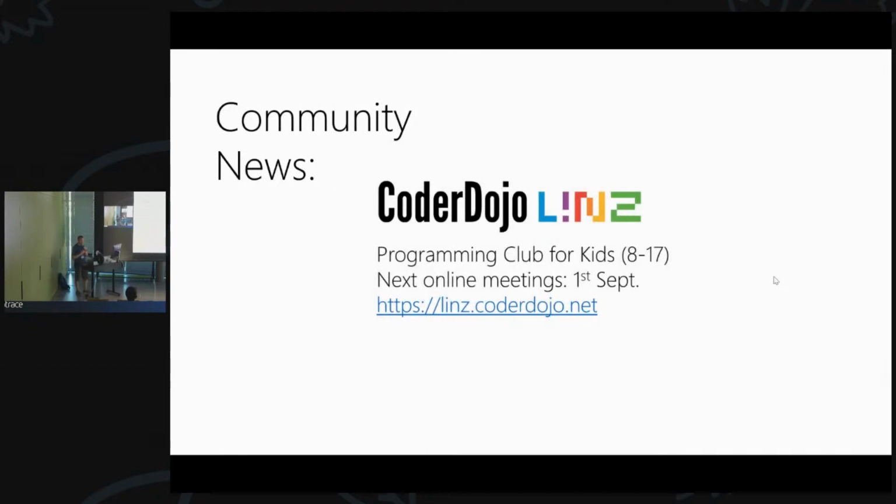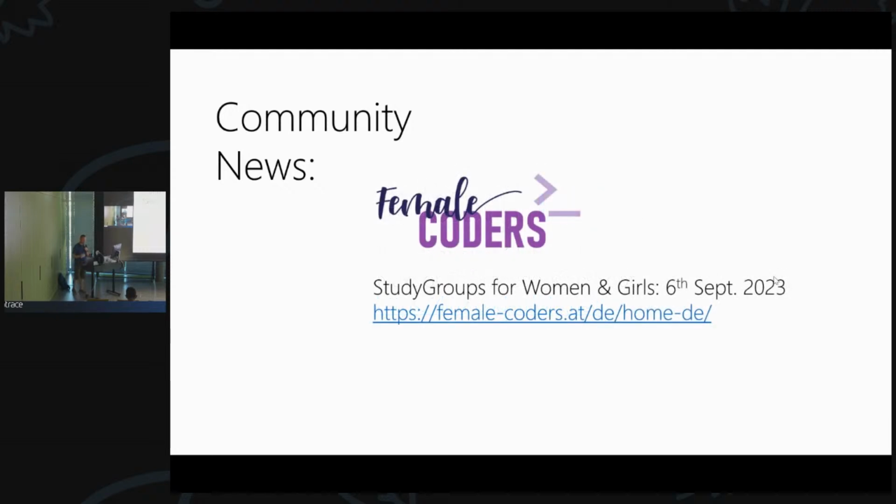Now, the next one is the programming club with the workshops. Our next workshop meetings for kids who would like to learn how to code will be on the 1st of September. If you have kids or nieces, nephews, whoever, between 8 and 18 years old who would like to learn how to code, they are very much invited to our programming club's next meeting, as I said, on the 1st of September.